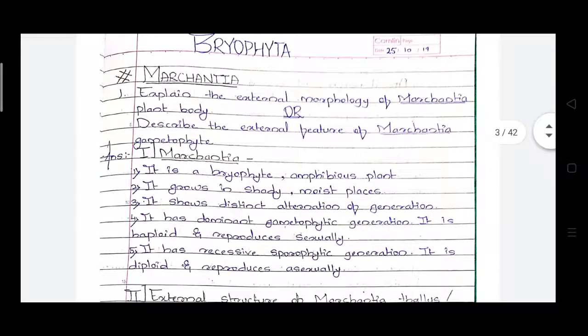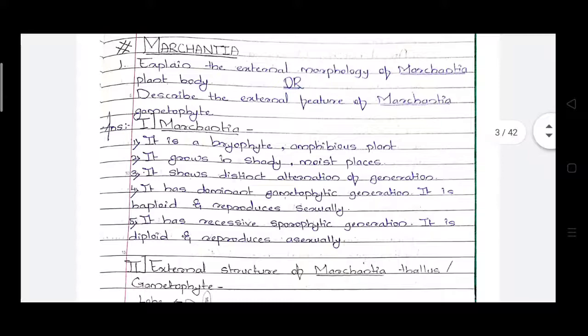So the question is: explain the external morphology of the Marchantia plant body, or describe the external features of the Marchantia gametophyte. So first of all we discuss Marchantia. Marchantia is a bryophyte and an amphibious plant. As you know, all bryophytes are amphibians. That means for completion of its life cycle they require soil as well as water. So it is an amphibious plant. Mostly these bryophytes grow in shady and moist places.